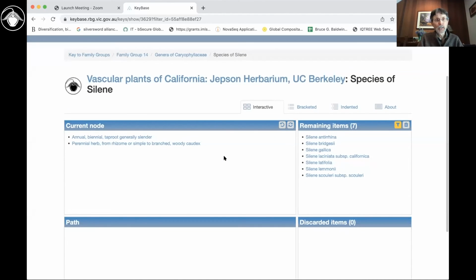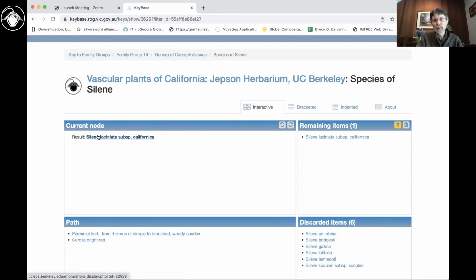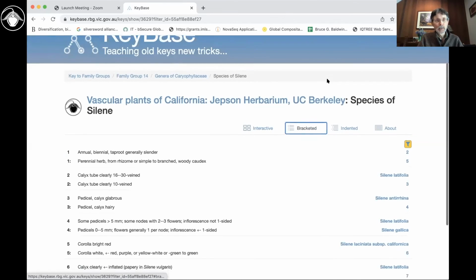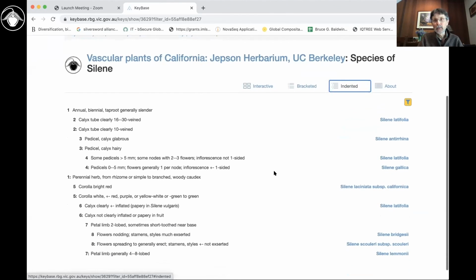And you can key the plant with many fewer choices than you would if you keyed at the level of the state. And you can use an interactive key here where you make a choice and it limits the number of options until you get down to the correct choice. Or you can use bracketed keys, which some people find easier, or indented keys, which are the ones we have in the eFlora as a whole. So that's another resource that's really helpful for simplifying keying.